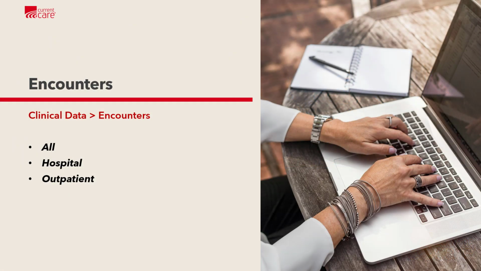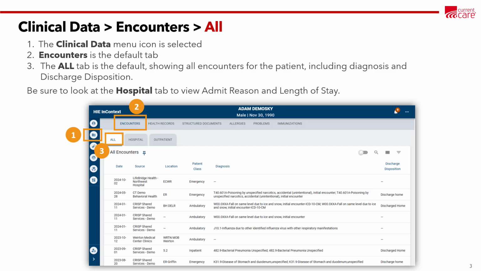Encounters are organized behind 3 tabs in the Clinical Data section of the CurrentCare Portal. By default, the Encounters option is the first category selected along with the All subtab. Here, you can quickly see a listing of all encounters for your patient, listed with the most recent encounter at the top of the list. It's important to also look at the other tabs, especially the Hospital tab, to view more information about the encounter.